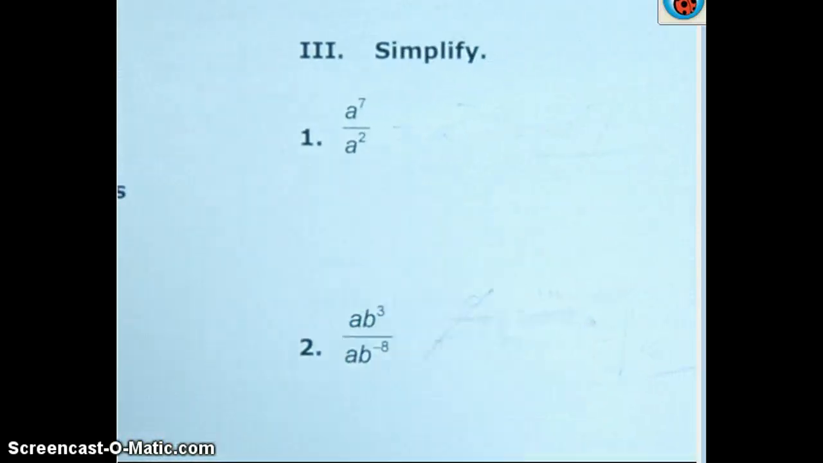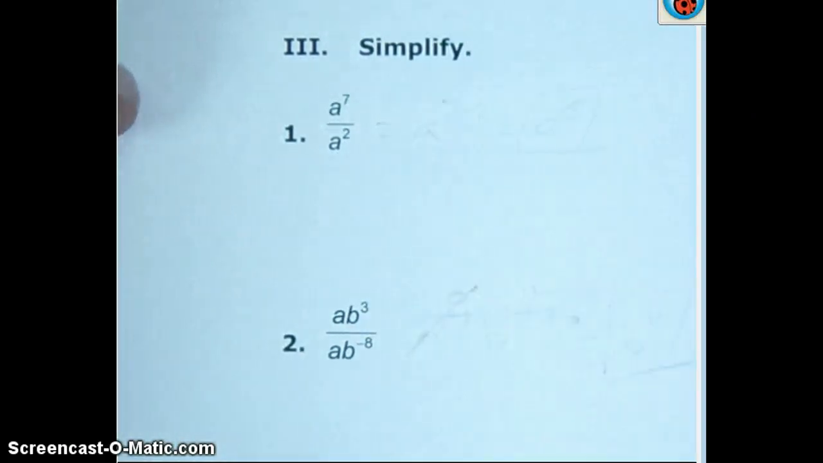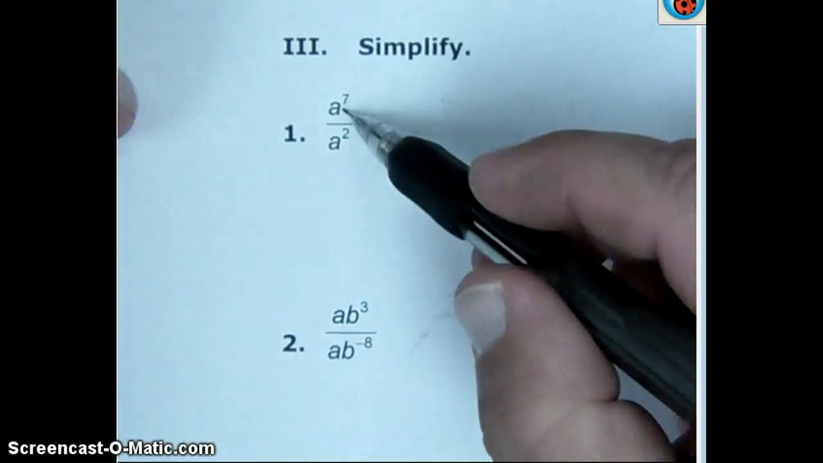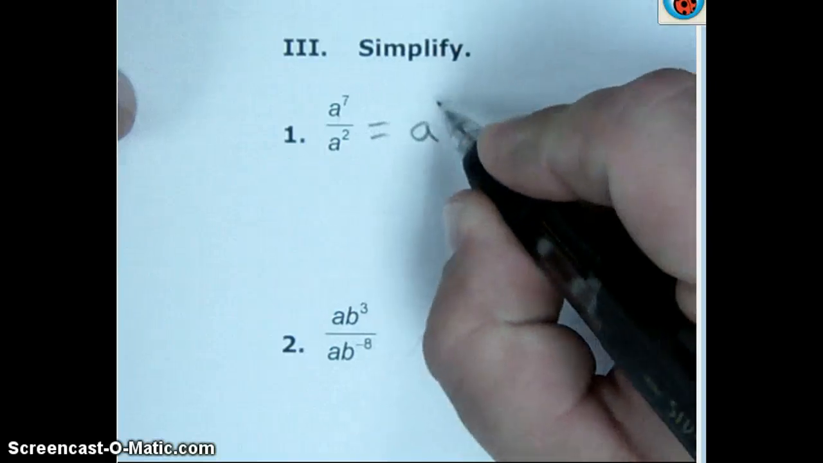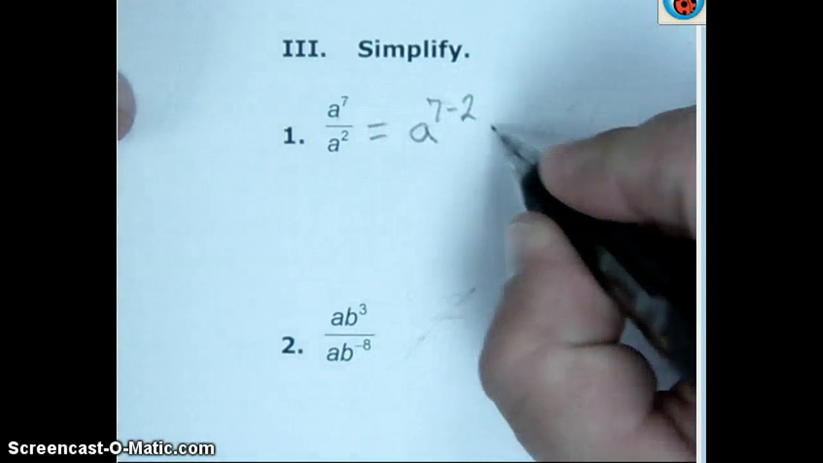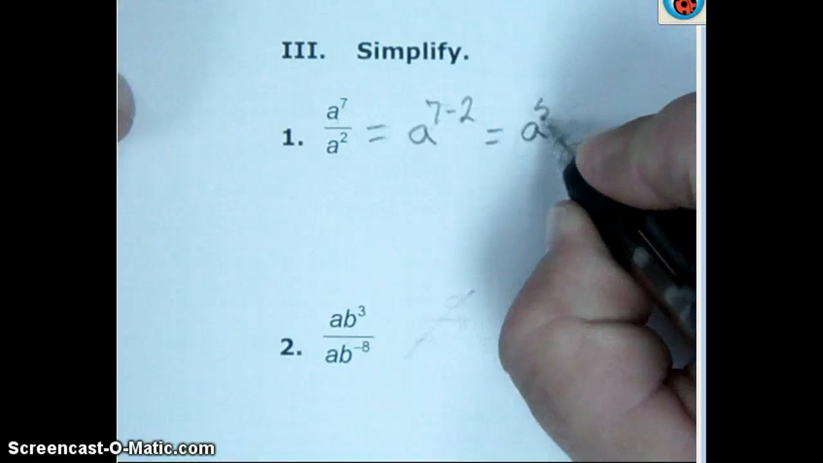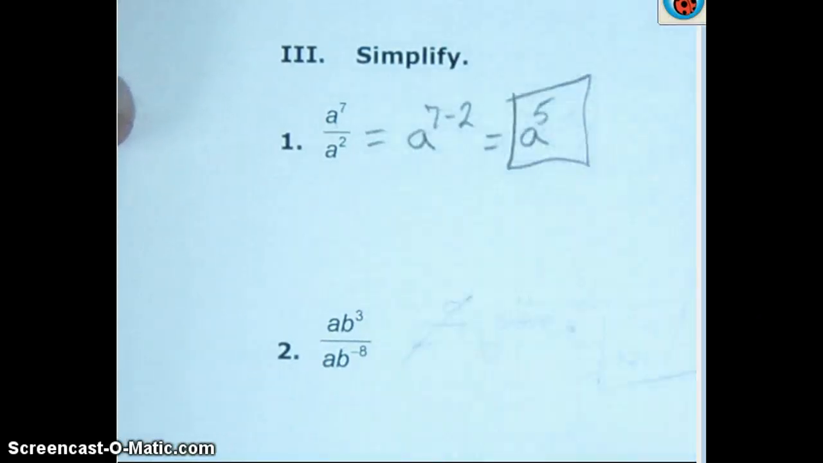Alright, example number 1. We have a to the 7th power divided by a to the 2nd power. So we have division of powers. They have the same bases. So the law says that I can do this like a to the 7 minus 2. If we do that subtraction, your expression is just going to be a to the 5th. Okay? That's all you have to do.